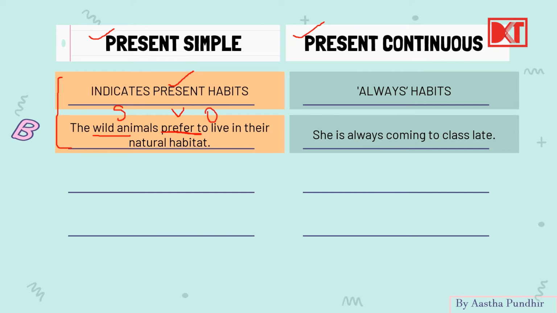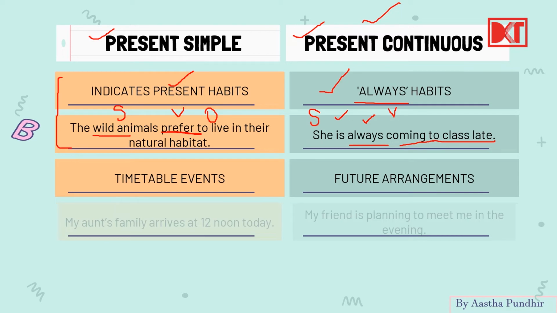Alright, but for present continuous, when we talk about habits, as always, for example, she is always coming to class late. So how did we form this? Subject plus either we use is or am or are. Then we have inserted an always, and coming, which means come plus ing, verb and the ing form and the object. Alright, so present habits are indicated by present simple and always habits are indicated by present continuous. Let's move on.